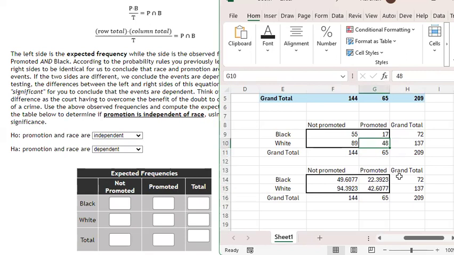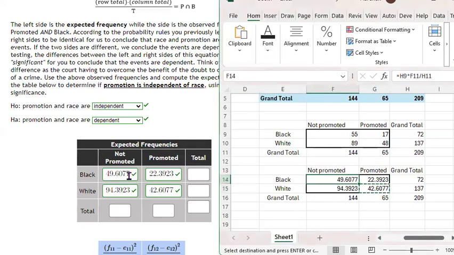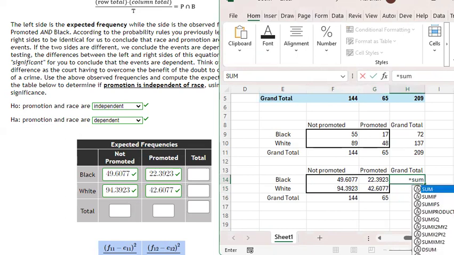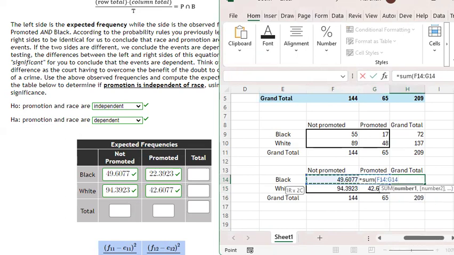And 42 is kind of close to 48, right? Now I've copied and pasted them into here. See that? If these are the expected frequencies, and these are expected frequencies for the white employees who are considered for promotion, then these two things should sum to 72, and they do.